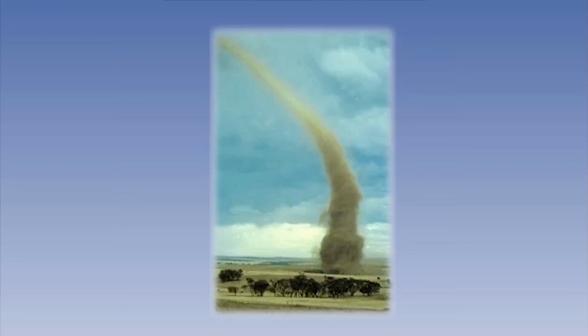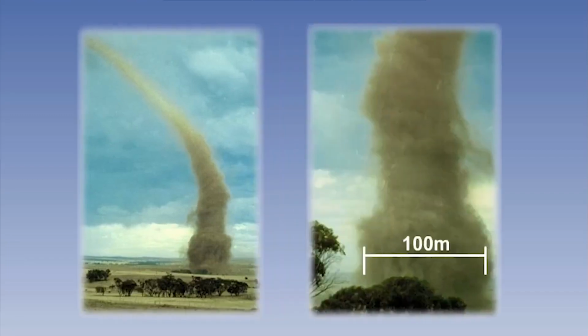The last type of low-pressure system is the tornado. Typically 100 metres in diameter, tornadoes are violent, narrow twists of wind with an intense upcurrent of air at their centre.